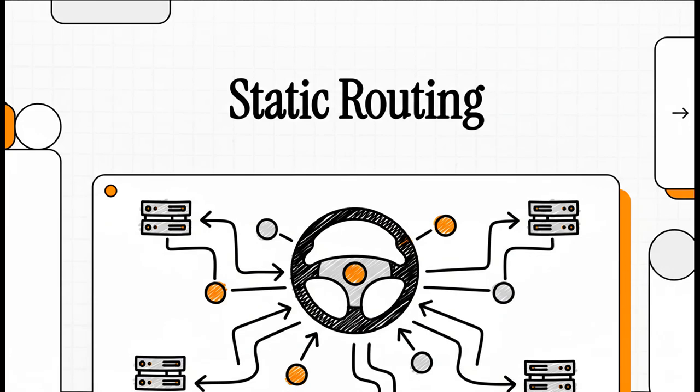All right, let's talk about grabbing the steering wheel of our network. Today, we're diving into a really fundamental skill, static routing. It's all about manually telling our data exactly where to go, giving us this incredible, precise control over our network's paths. So, let's get right into it.